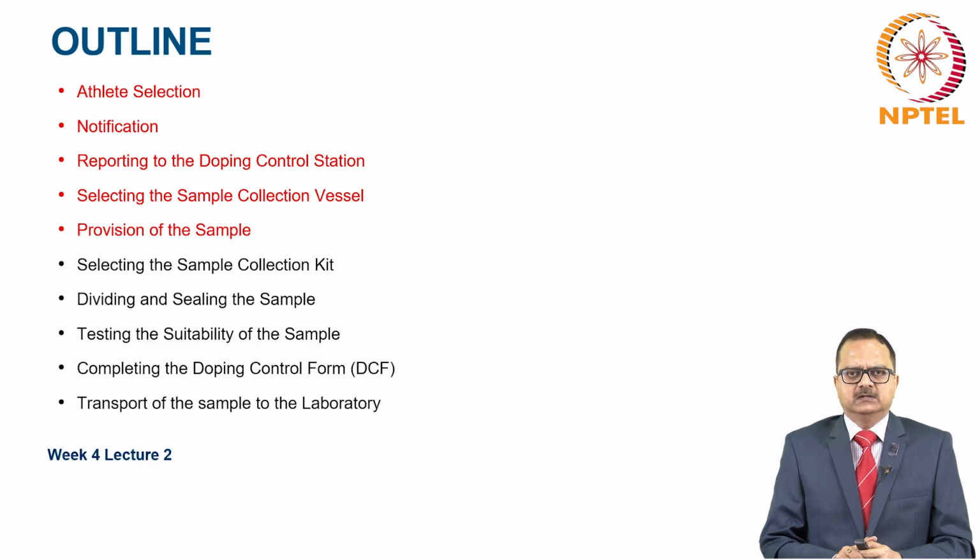The outline which we discussed in the previous lecture, half of it has been covered, and athlete selection, notification, reporting to the doping control station, selecting the sample collection vessel, and provision of the sample has been covered in lecture 1. In lecture 2, we will be continuing with selection of the sample collection kit, dividing and sealing the sample, testing the suitability of the sample, completing the doping control form, and transport of the sample to the laboratory.